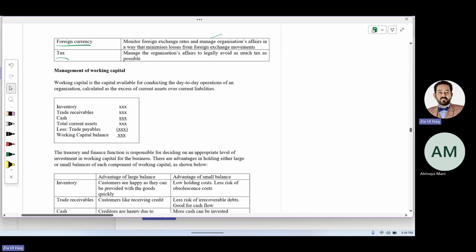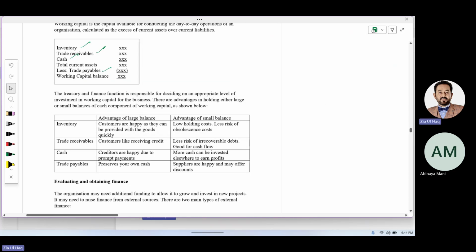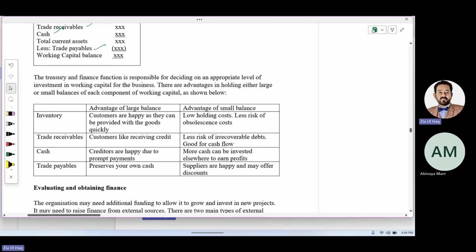What is working capital? Managing inventory, receivable, cash, as well as payables. The treasury and finance function is responsible for deciding on appropriate level of investment in working capital. How much money business should invest in inventory, how much money business should stock in receivables, and how much money business should gain from payable. That is called working capital management.